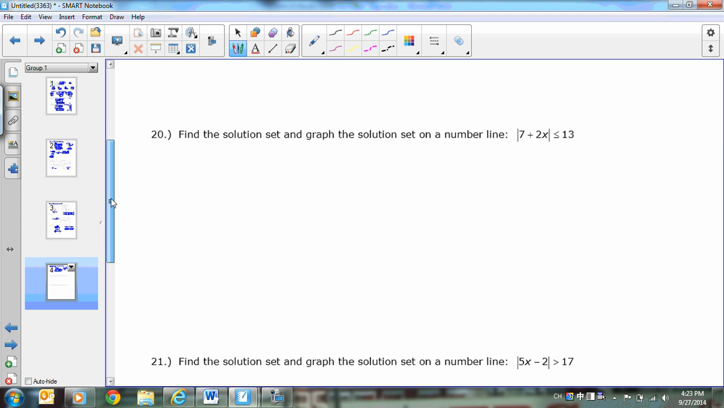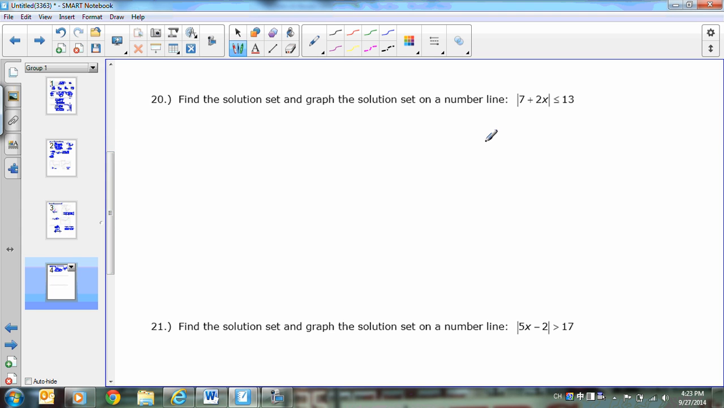It says find the solution set and graph the solution set on a number line. So taking a look at our absolute value inequality, we have the absolute value of 7 plus 2x is less than or equal to 13. So let's draw a number line just to kind of think about this. Okay, so this is not our solution set. This is just a thinking number line.